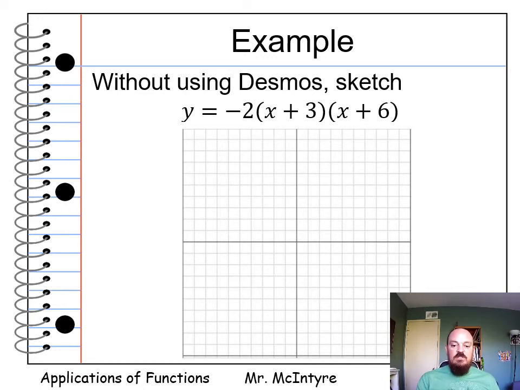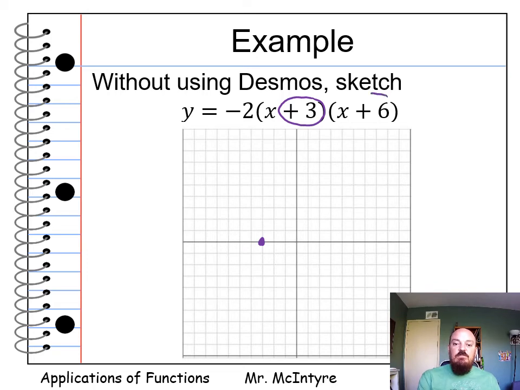Same type of question, same directions. We're going to, without using a graphing calculator or Desmos or any help at all, we're going to sketch this graph right here. And I'm going to do it the exact same way. My first factor is x plus 3. So my first x-intercept is negative 3. So from the middle, I'm going to count 1, 2, 3 to the left and put a point right there.